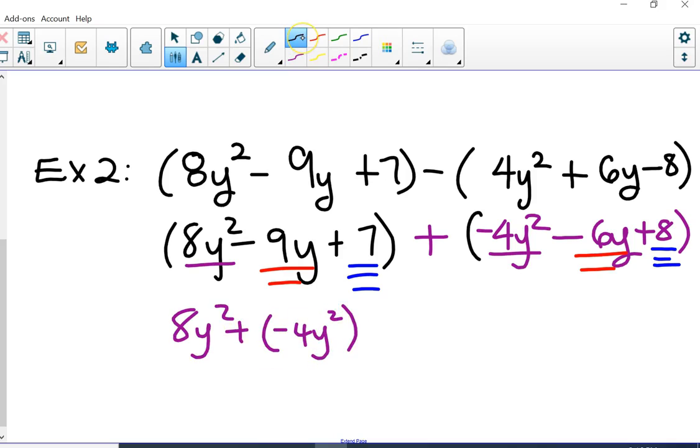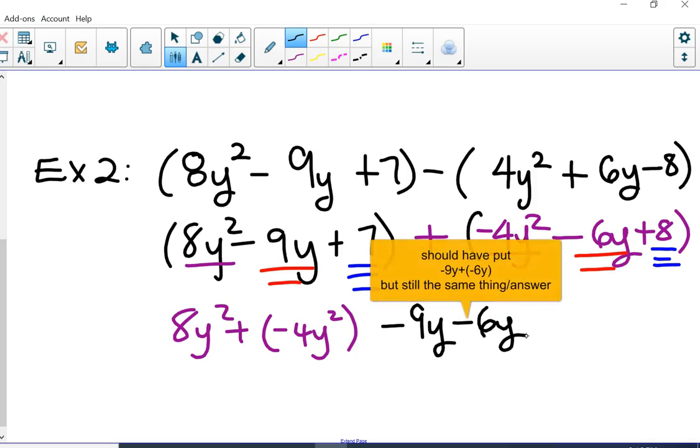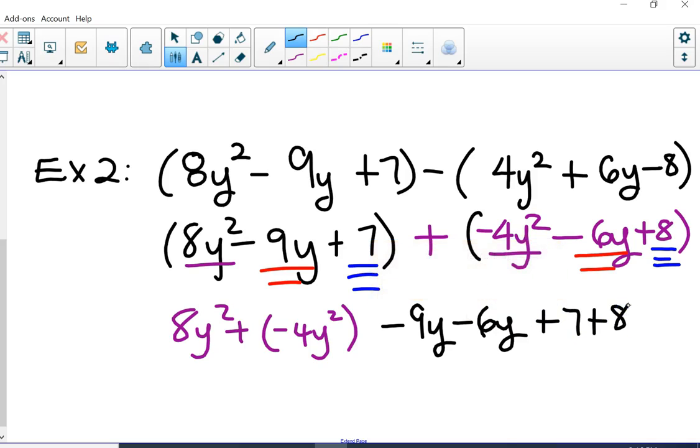I like to reorder it, write it, and reorder it first. And here I have minus 9y minus 6y. And then I have this plus 7 plus 8. Notice I'm taking the sign in front of all of my terms with them. So 8y squared plus a negative 4y squared, that will be 8 plus negative 4 is a positive 4. Put it in Desmos if you don't know. So I end up with positive 4y squared.